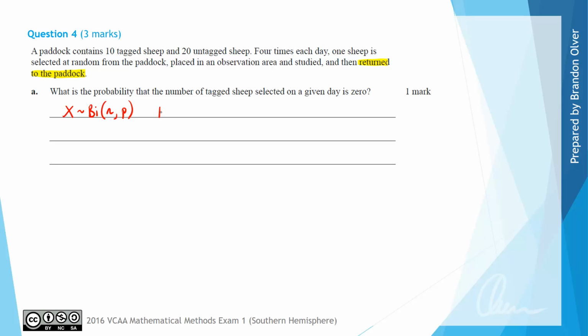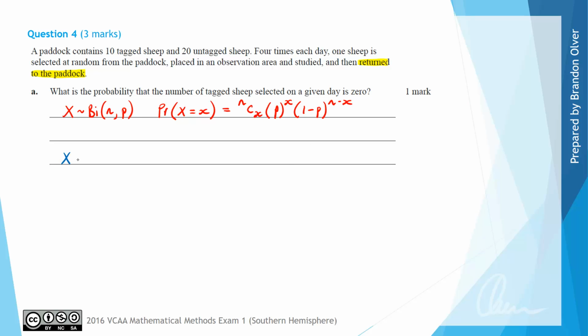Before we go on and use the actual values of n and p for this question, we're just going to remind ourselves that the probability of achieving x successes, so the probability X is equal to little x, is equal to n, the total number of trials, choose x successes, and then we have the probability of success to the power of x, and then the probability of failure to the power of n minus x.